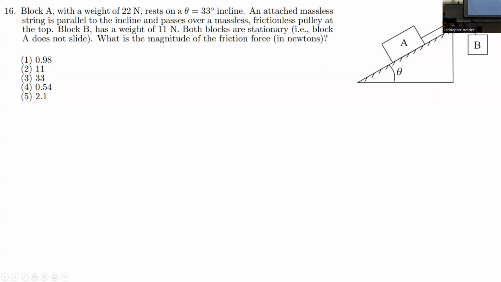Okay. So now, this question, I'm not 100% sure if a question like this can show up on the exam or not. We kind of went over pulleys, but we kind of didn't. But I want to go over this anyways. So yeah.